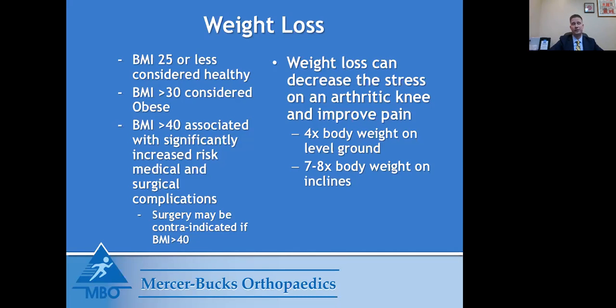And if we think about how much stress weight loss takes off the knee, figure about 4 times your body weight magnified through the knee when walking on level ground, and roughly 7 to 8 times body weight when you're going upstairs or walking on inclines. So a 10-pound weight loss or weight gain can translate into roughly a 40 to 80-pound decrease in stress on an arthritic knee.